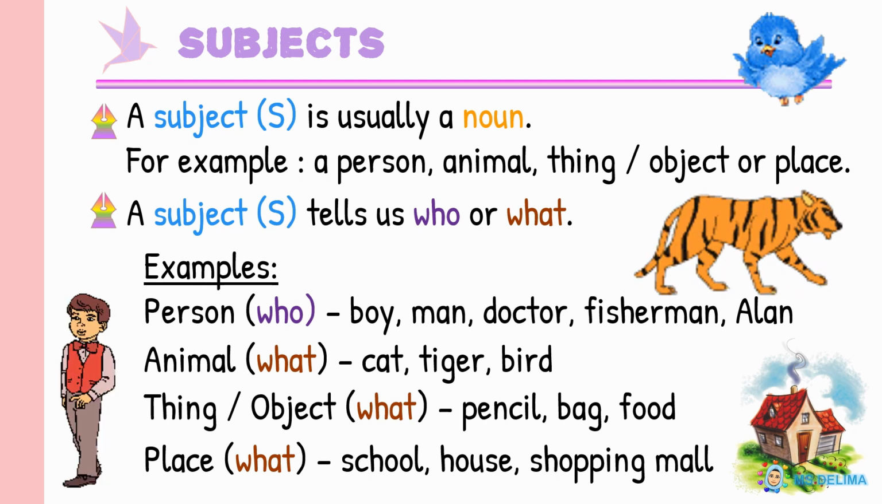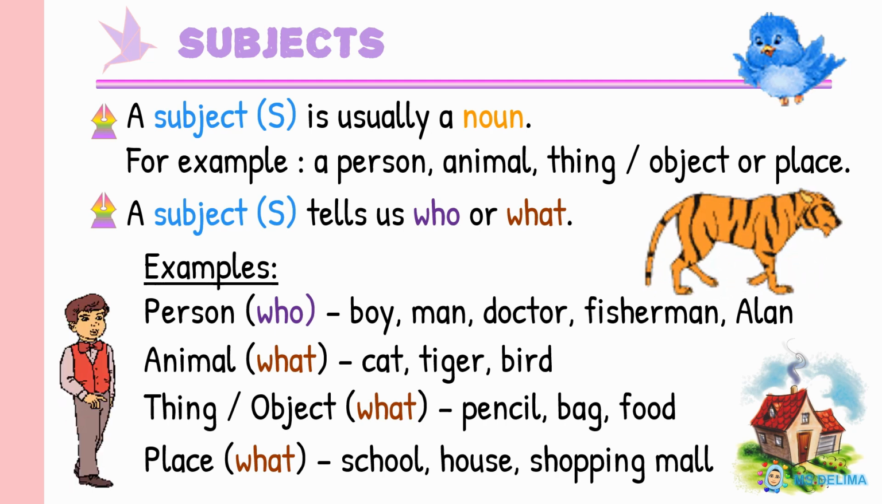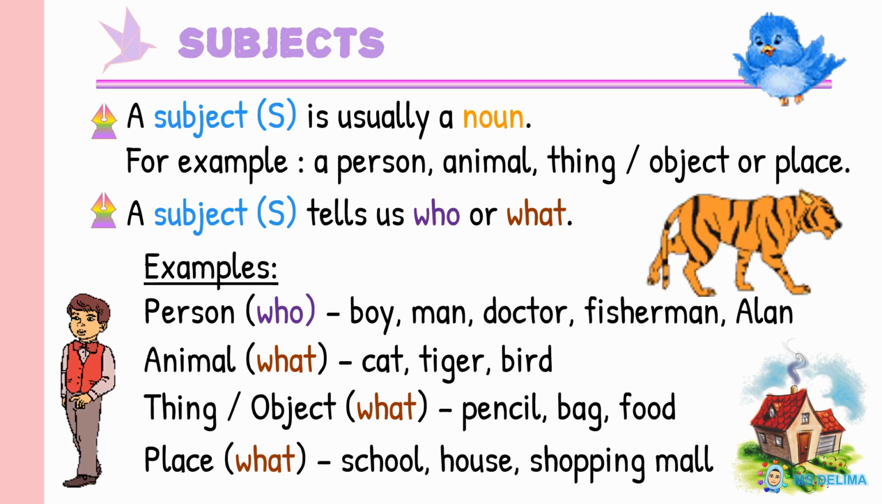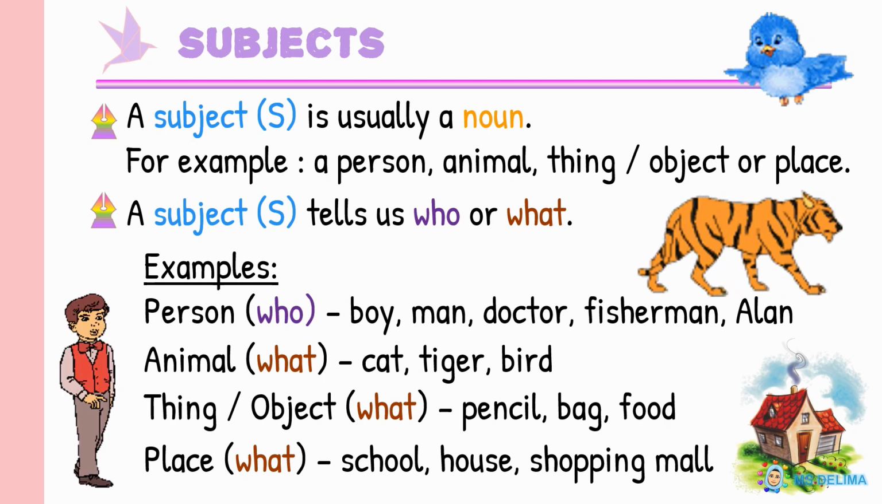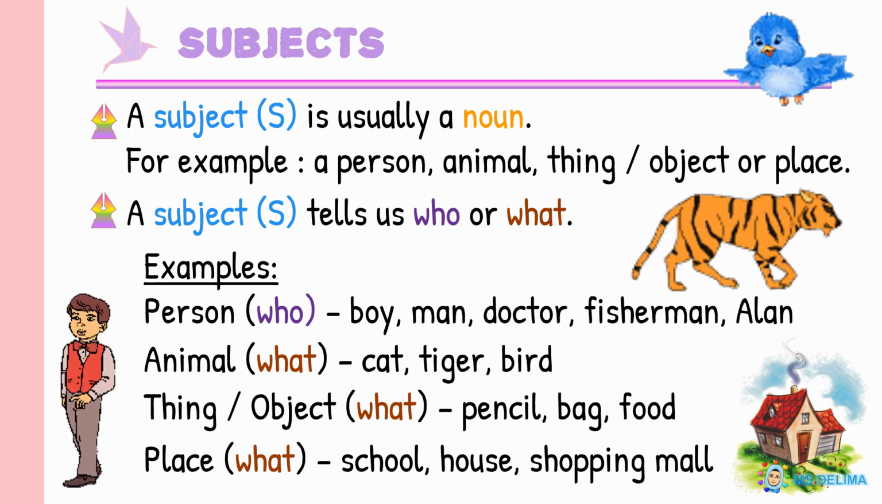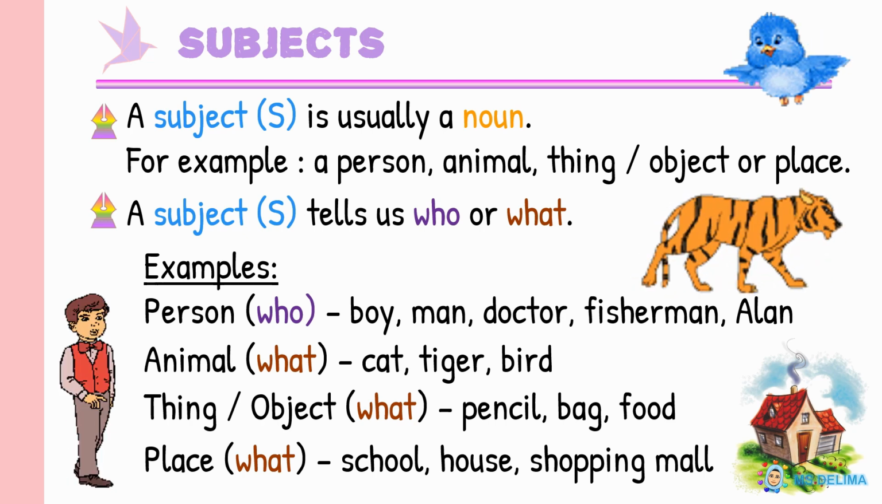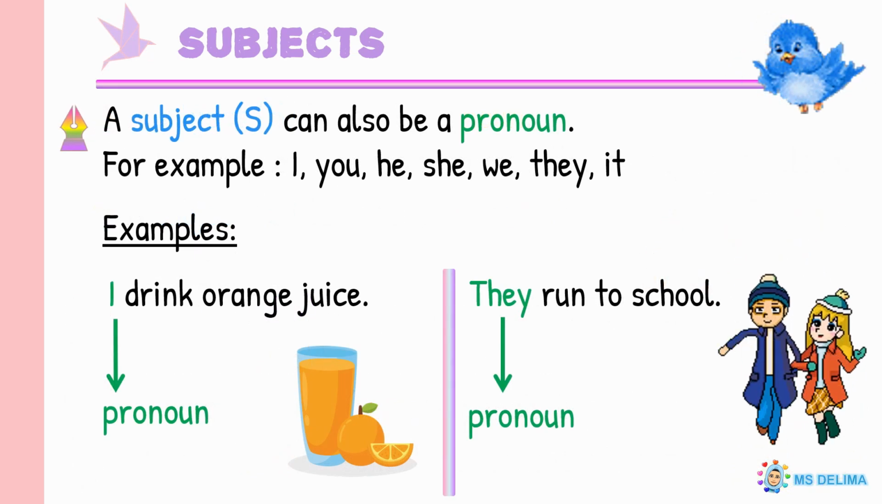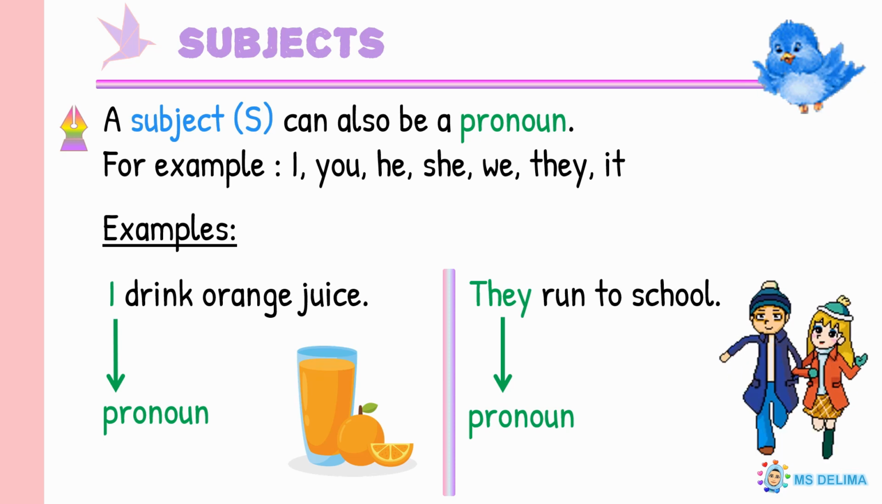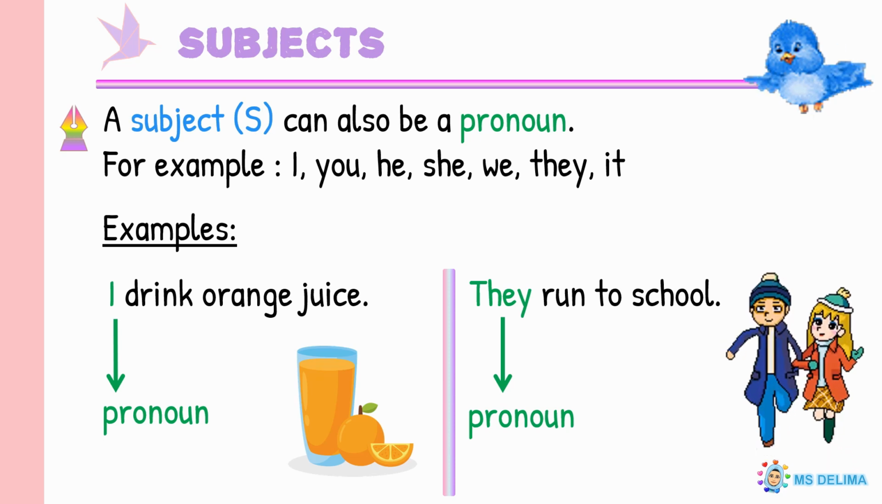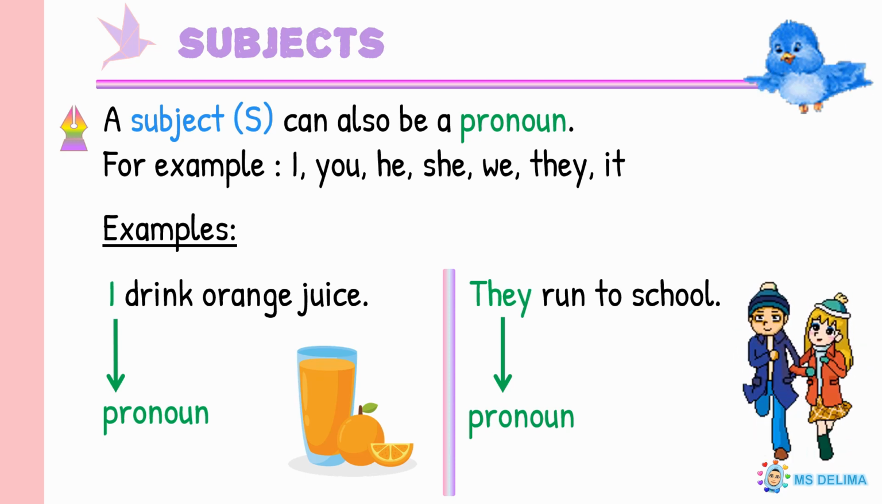For a thing or object, that tells us about what. So the examples are pencil, bag, food. For place, or what, we can see the examples such as school, house, shopping mall. A subject can also be a pronoun. For example, I, you, he, she, we, they, it.